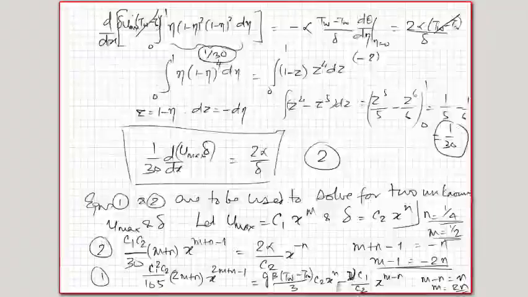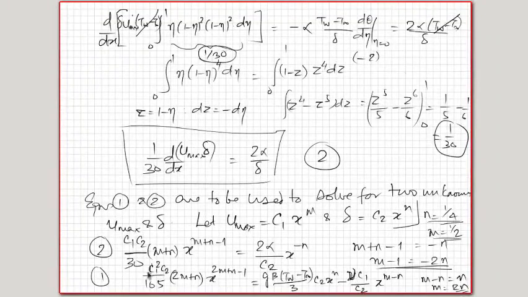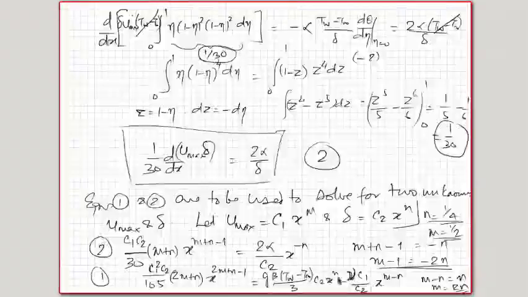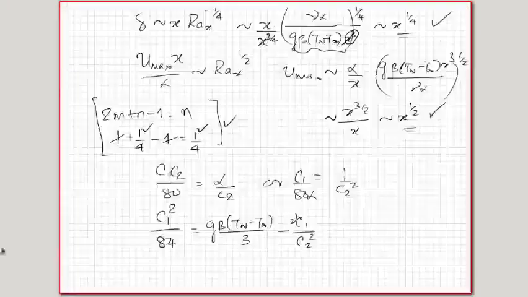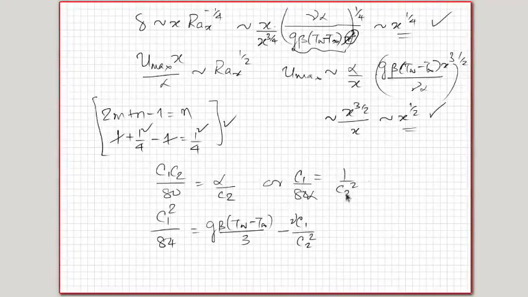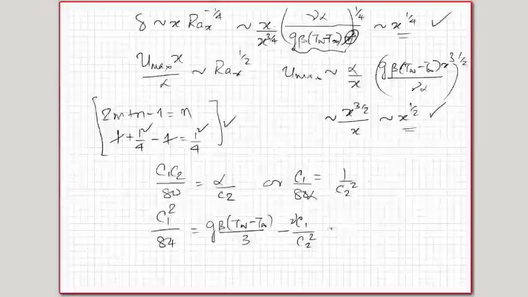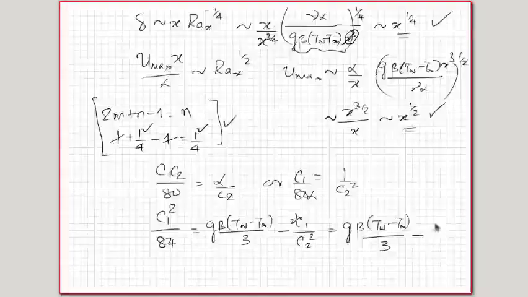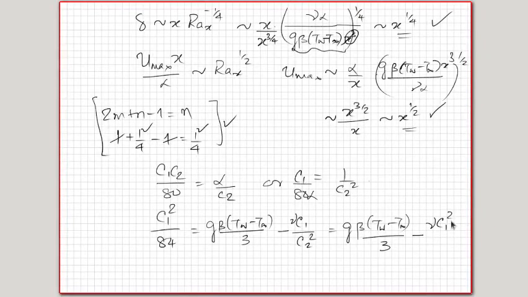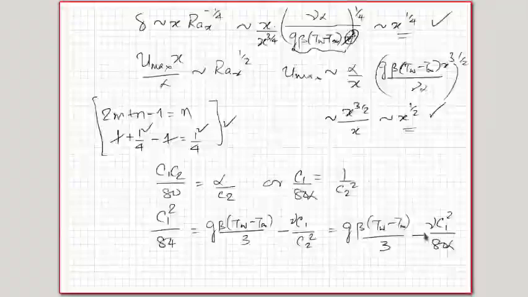Is that correct? So the c2 goes here, c1 squared divided by 84 because there is a 4 by 5, and yeah, so these x powers will get cancelled. Yeah, so that's it. So now if I substitute for 1 by c2 square as c1 by 80 alpha, this will become g beta into t1 minus t infinity by 3 minus mu into c1 squared divided by 80 alpha. Okay, so that's the thing that you get.